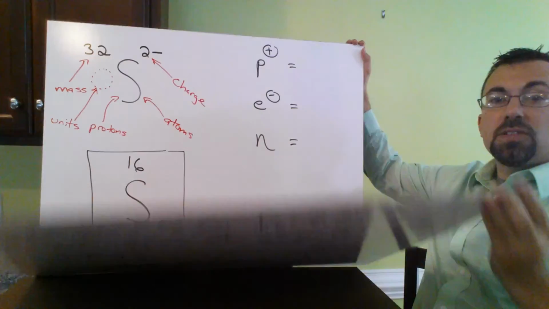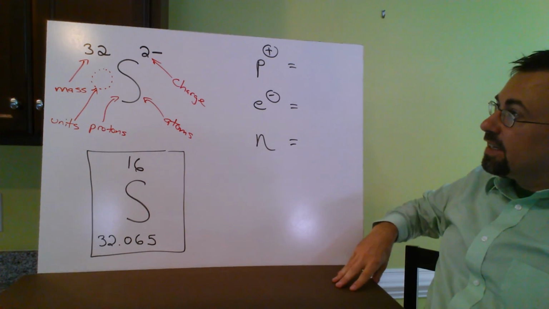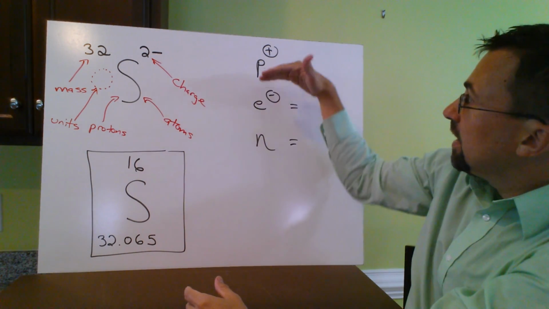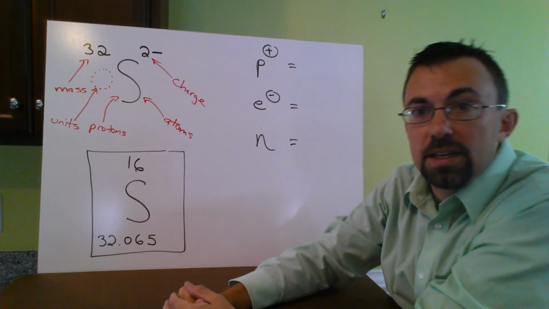You might ask, what do we do if there's a charge? And I'm glad you asked that, so let's take a symbol like this: sulfur-32, 2 minus. How many protons, electrons, and neutrons are in there?